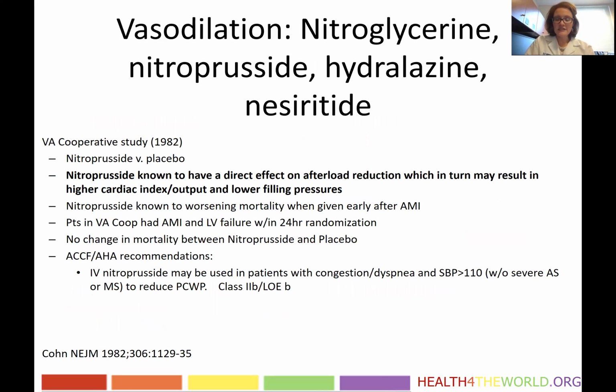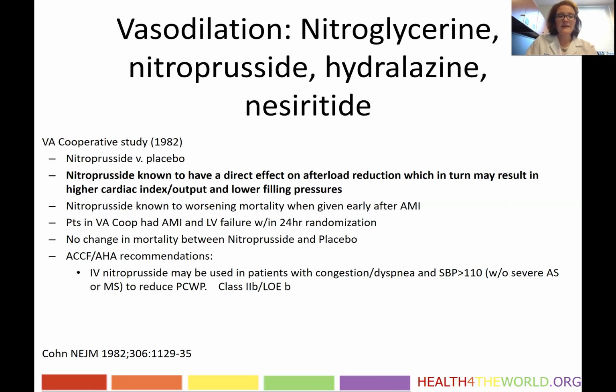The second treatment strategy after diuretics would be vasodilatation. These are medications that have been used for a very long time. The VA cooperative study in 1982 looked at the role of nitroprusside versus placebo. Nitroprusside is known to have an effect on afterload reduction, which may lead to a higher cardiac index and output and lower filling pressures.